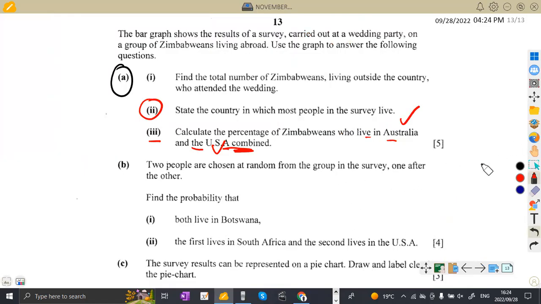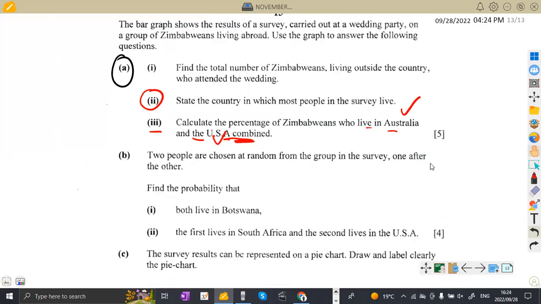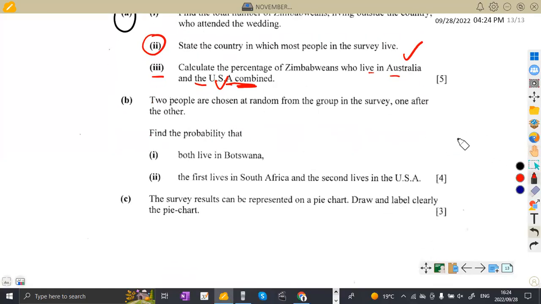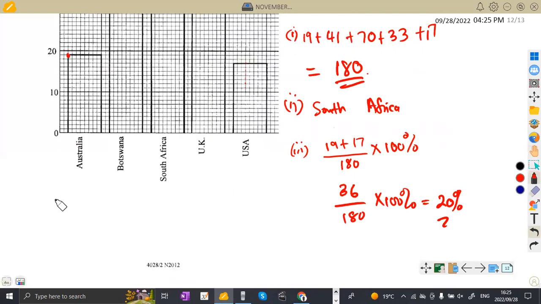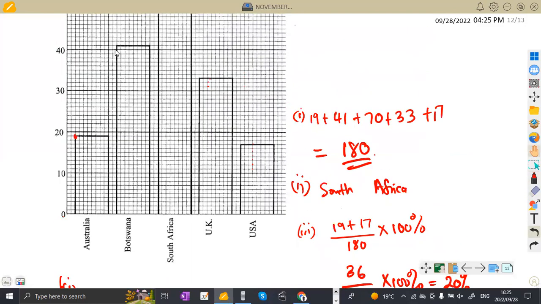Two people are chosen at random. Now probability, one after the other. Take note, one after the other. So this is actually without replacement. Find the probability that both live in Botswana. Both, we are talking about two people living in Botswana. Okay, so let us see what is going to happen. This is B, item 1. In Botswana, how many people are there? Okay, we are talking about 41.